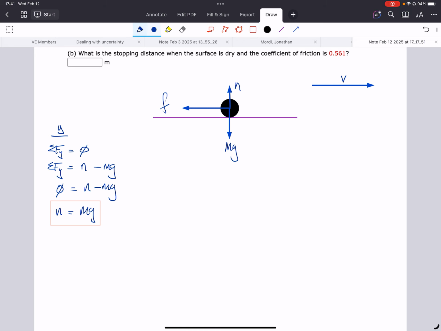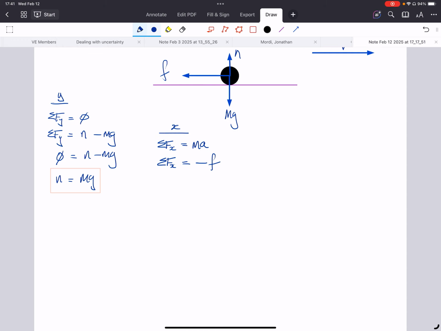Let's look at the forces in X this time. Now, this car is slowing down, so it is accelerating. I cannot say net force is 0. I have to say net force is equal to ma. The net force acting on this particular car, well, there's only one. It's to the left, so negative, and it's the friction force, F. I put these two lines together to give me that ma must be equal to negative F.